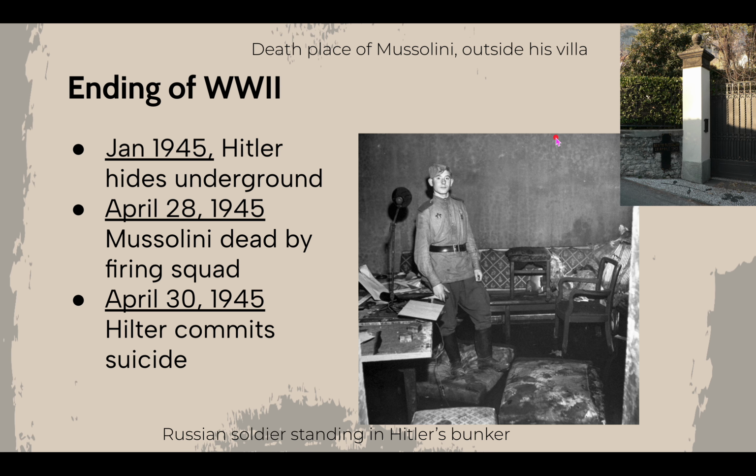In January of 1945, Hitler starts to hide underground. On April 28th of 1945, Mussolini is dead by firing squad. And then April 30th of 1945, Hitler commits suicide.